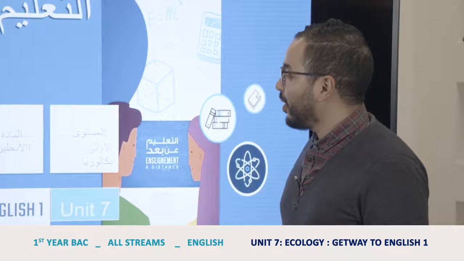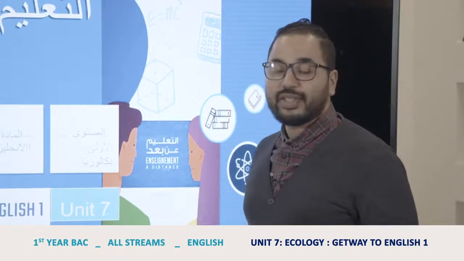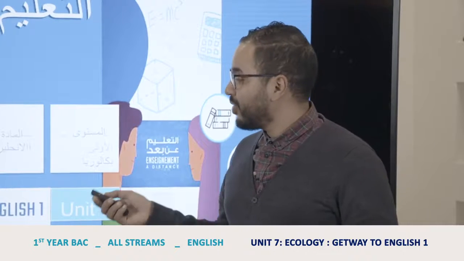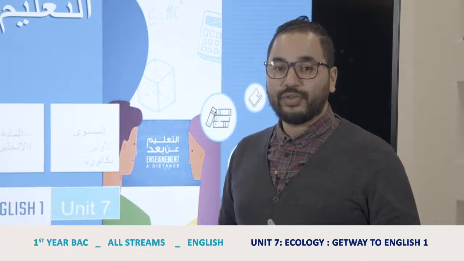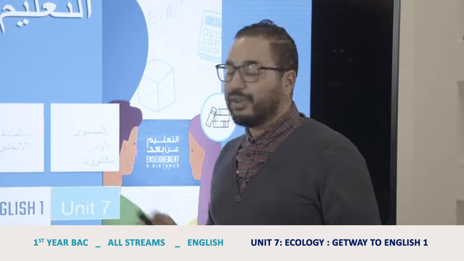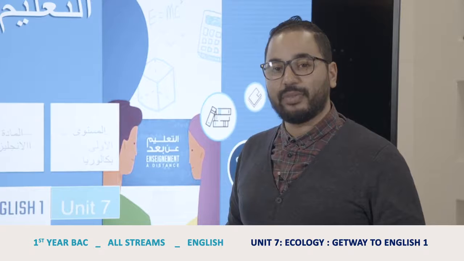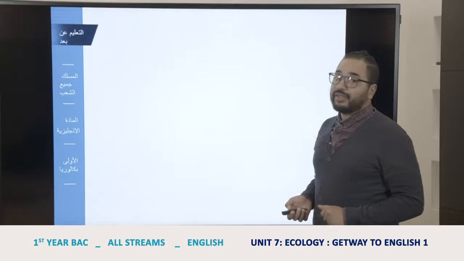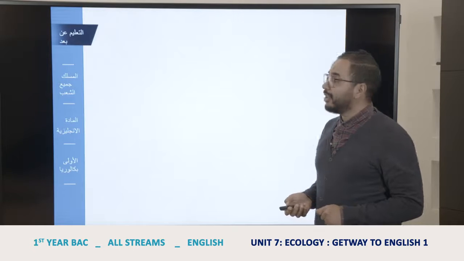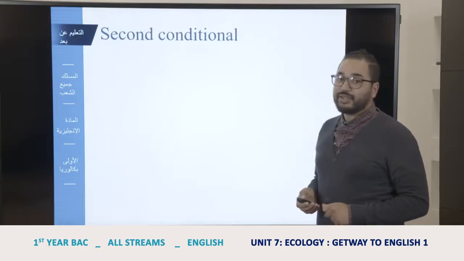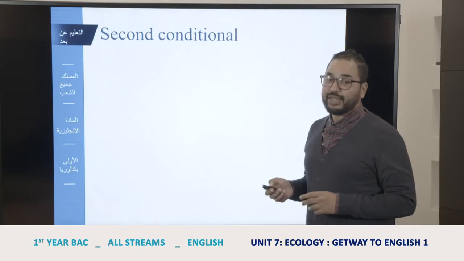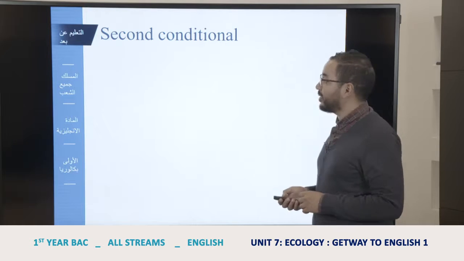Today we are talking about Unit 7, Ecology, Gateway to English, First Bac, all streams. And the lesson today is Conditional Type 2 Grammar. Unit 7, Ecology, Grammar is Conditional Type 2, or the second conditional as we call it.